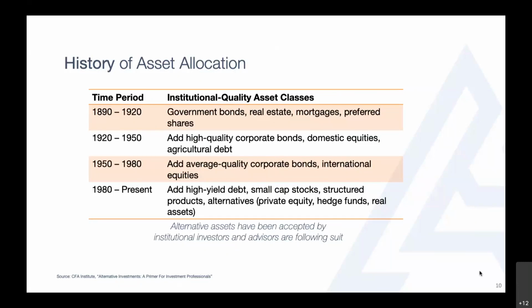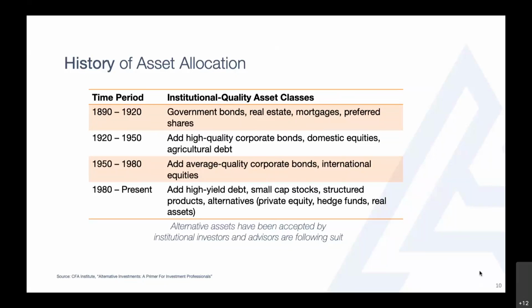Then 1950 to the 1980s, they added average quality corporate bonds and international equities. Those were brand new. No one would invest outside of domestic markets, but certainly they started expanding their horizons prior to 1980. And 1980 to present, we really saw a boom in all sorts of different types of investable assets and a real proliferation of different asset allocation techniques. For example, junk bonds, small cap stocks, structured products, and a vast myriad of alternative investment strategies for institutional portfolios. And so it's really interesting how they evolved over time.